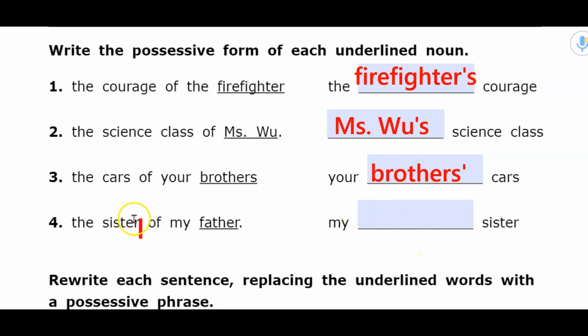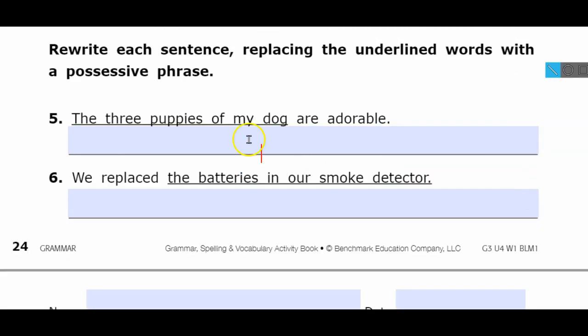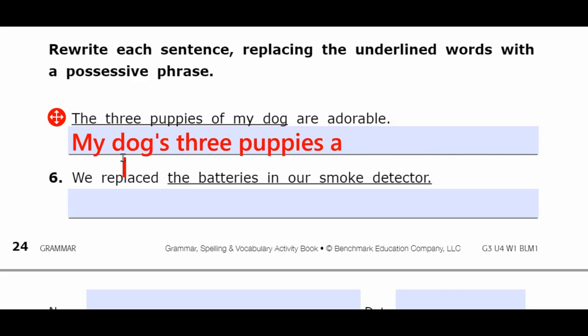And then it says the sister of my father, or my father's sister. Father is singular, apostrophe s. That's what it needs. Now we're replacing the 3 puppies of my dog. So who owns the puppies? The dog. So it's my dog's 3 puppies are adorable.